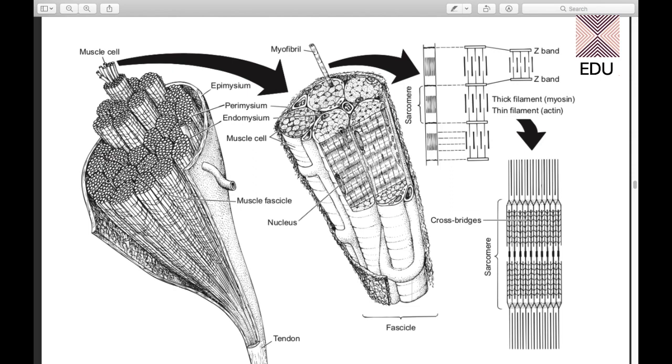In the hierarchy of muscle organization, first we have the full muscle belly, then the fascicles, then muscle fibers, then myofibrils, then sarcomeres, and then myosin and actin protein.